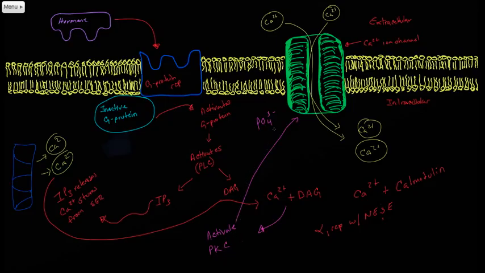PKC then phosphorylates the calcium ion channel, and it allows for extracellular calcium to flux into the cell, increasing the calcium concentration within the cell even more. Once that occurs, the calcium then binds with calmodulin, and that activates cytoplasmic enzymes that then carry out the effects within the cell.